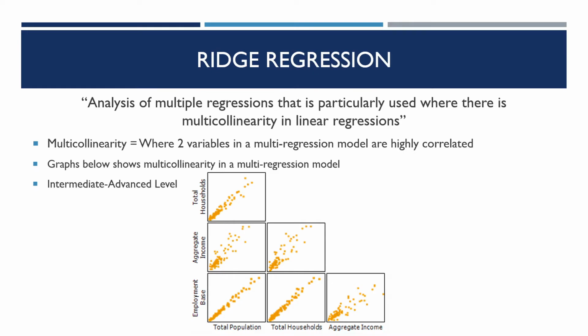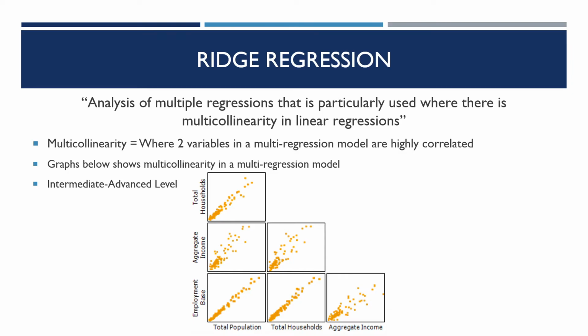Another example is ridge regression. And this is the analysis of multiple regressions that is particularly used when there is multicollinearity, I struggle to say that word, in linear regressions. And so multicollinearity is where 2 variables in a multi-regression model are highly correlated.